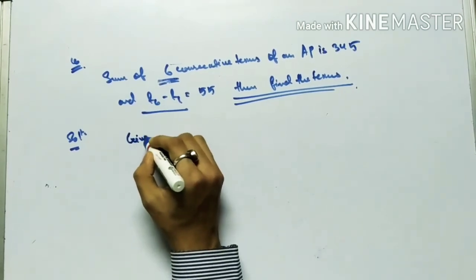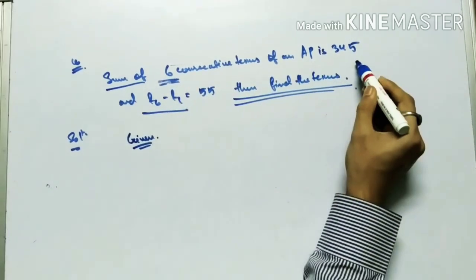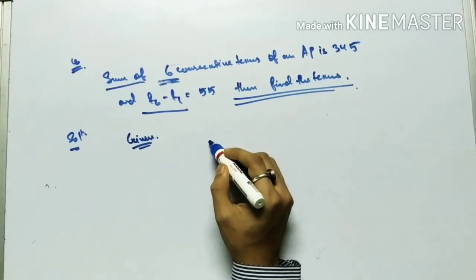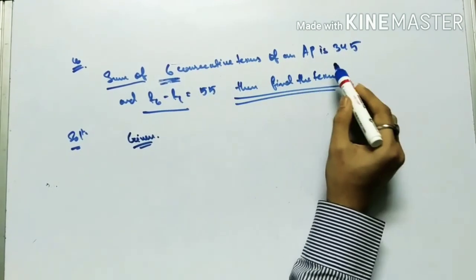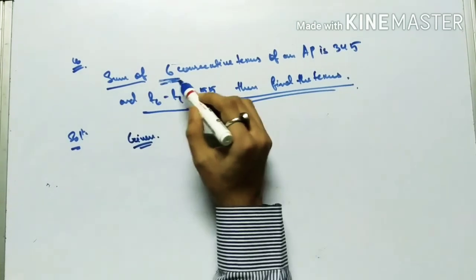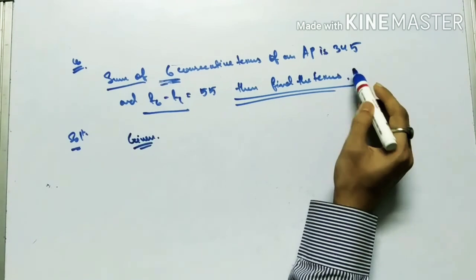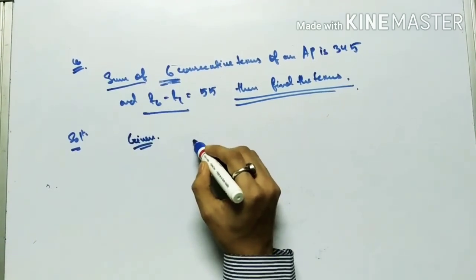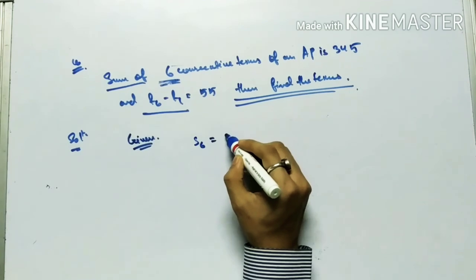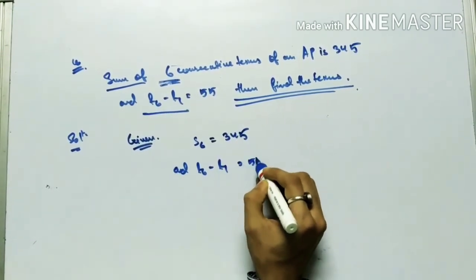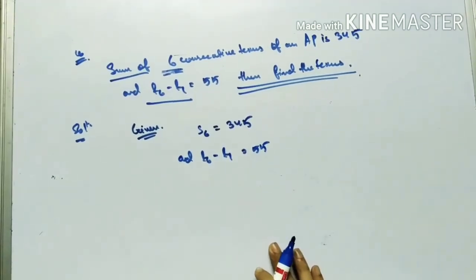Understand? So here, what is given? The sum of 6 consecutive terms, that means Sn is given. So S6 is given as 345, and T6 minus T1 equals 55 is given. I have to find the terms.